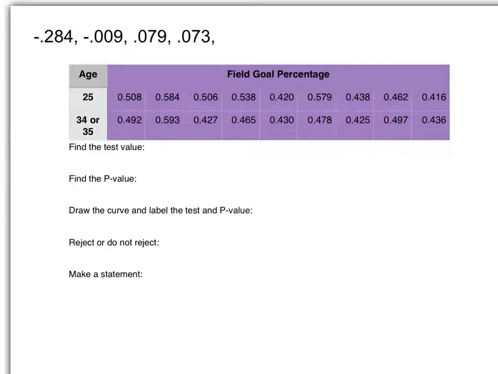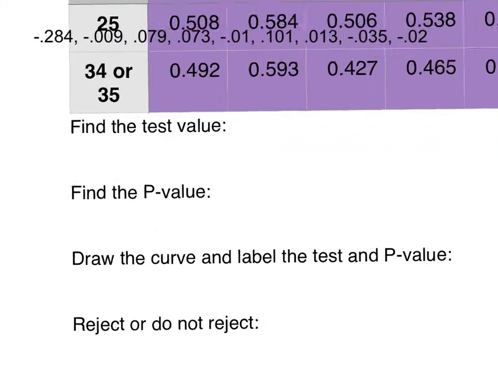0.073, negative 0.01, 0.101, 0.013, negative 0.035, negative 0.02. Okay, so put those numbers in list 1 of the stat list editor, and we'll do that now.